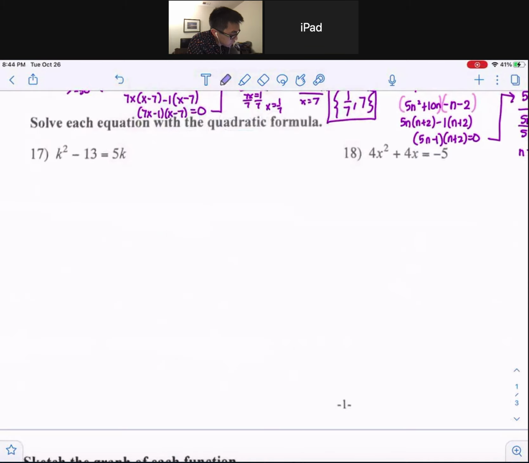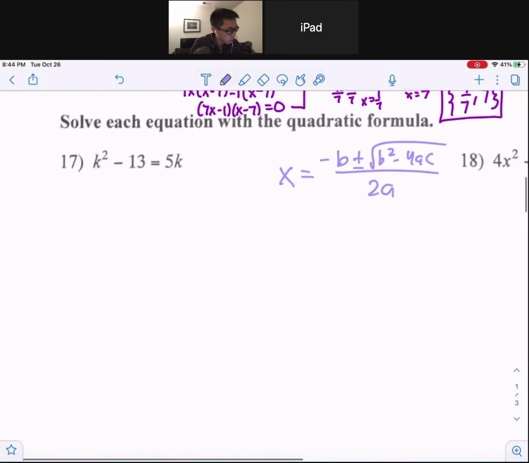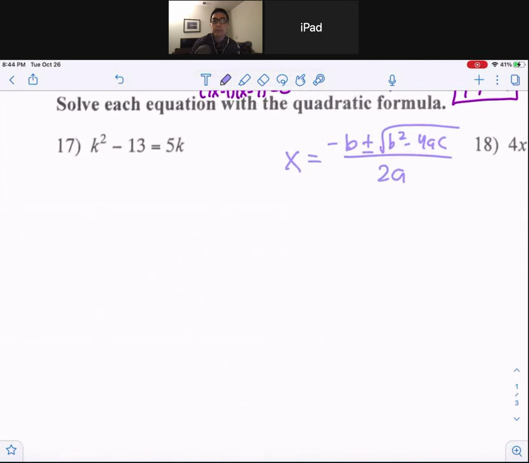Okay. So, quadratic formula, guys, is x equals negative b plus or minus the square root of b squared minus 4ac, all over 2a. You have to remember that formula. You guys have to remember that formula right there. Okay. Quadratic, you always have to set your equation equal to 0, and it has to look like this form. So, we subtract 5k from both sides.